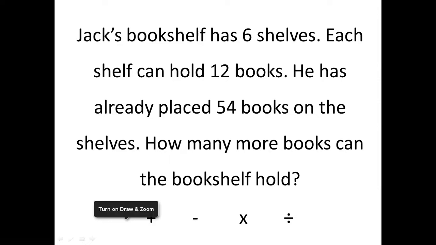Taking a look at our problem, it says Jack's bookshelf has 6 shelves. Each shelf can hold 12 books. He has already placed 54 books on the shelves. How many more books can the bookshelf hold? The first thing we're going to do is look at this problem. I really want you to think. If he has these 6 shelves, each of the shelves can hold 12 books, and he already has 54 books, is our answer going to be more than 54 books or less than 54 books? And I want you to really think about maybe why.